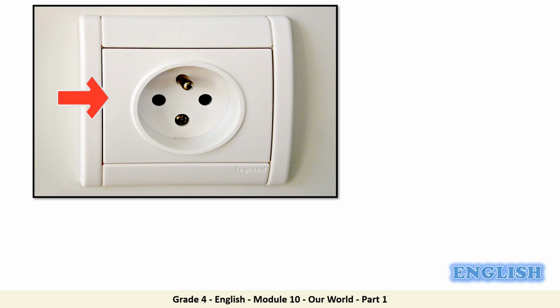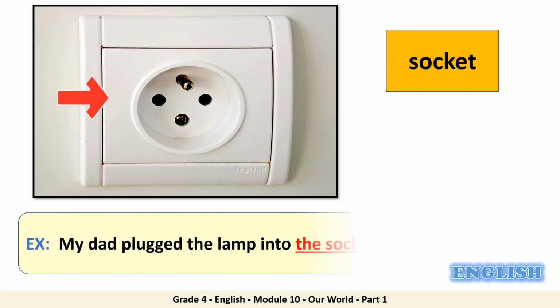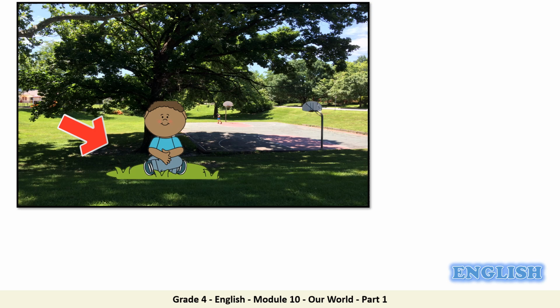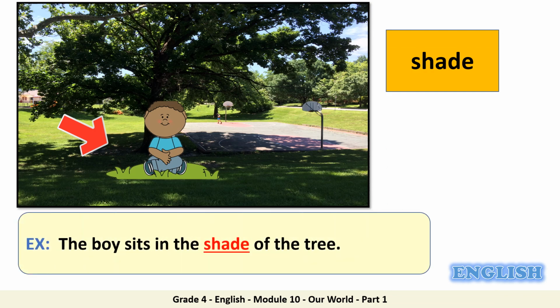What about this picture? What do you see? It's a socket. Let's use it in a sentence. My dad plugged the lamp into the socket. Can you identify which part of speech it is? It's a noun. What about this picture? Where does the boy sit? In the shade. Let's use it in a sentence. The boy sits in the shade of the tree.